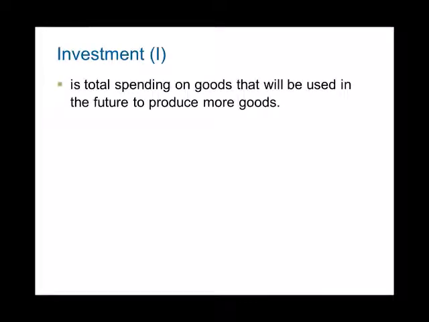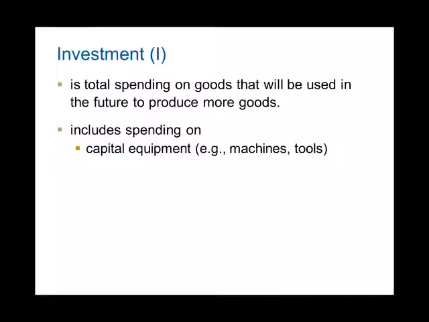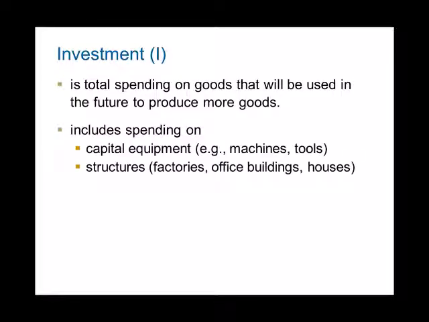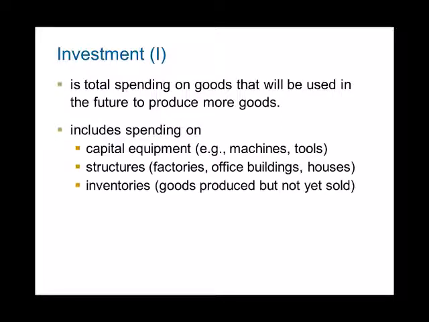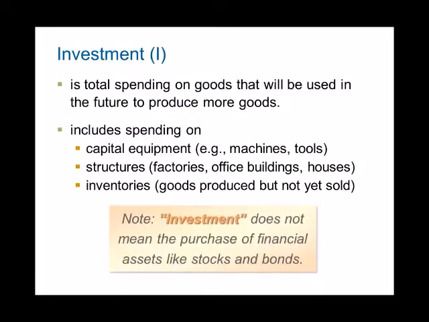Investment is the total spending on goods that will be used in the future to produce more goods. So spending on capital machinery. If a company creates a new factory, that's considered investment. Housing purchases are considered to be investment. People normally buy houses to stay in, but it is also a big investment. That's probably the biggest purchase a person makes in their lifetime. So housing is considered to be an investment. Inventories, goods that are produced but not sold, are also considered part of investment.